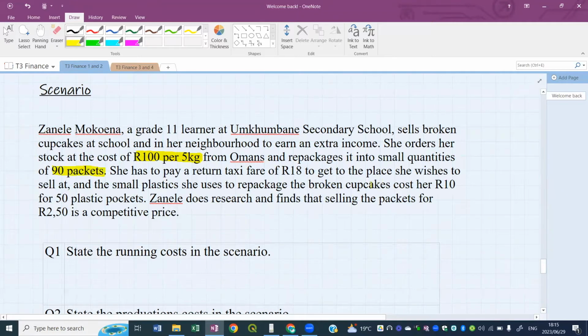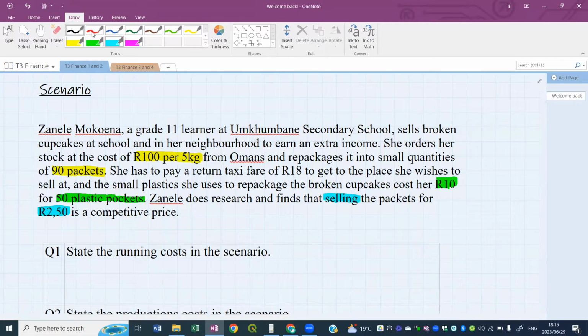And she uses small plastics to repackage the broken cupcakes at a cost of 10 Rand for 50. So she buys plastic packets at a cost of 10 Rand for 50 packets. Zanelli does research and finds that the selling price of 2.50 Rand is competitive. So now she has decided that she has a selling price already.